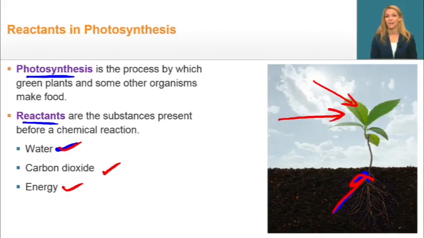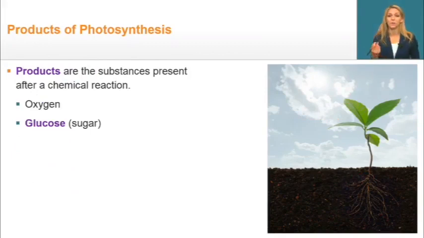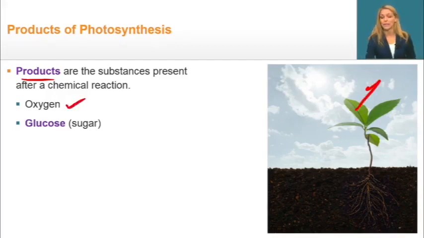Once all of these reactants are present, the process of photosynthesis takes place through a series of chemical reactions. What are the results? Well, the process of photosynthesis results in two products, and products are the substances that are present after a chemical reaction. There are two products that the plant makes: oxygen, which is released from the leaves into the air, and the second one is glucose. And glucose, stored in the plant, is the main sugar that provides energy or food for the cells. If you eat that plant, then some of that energy is transferred to you.